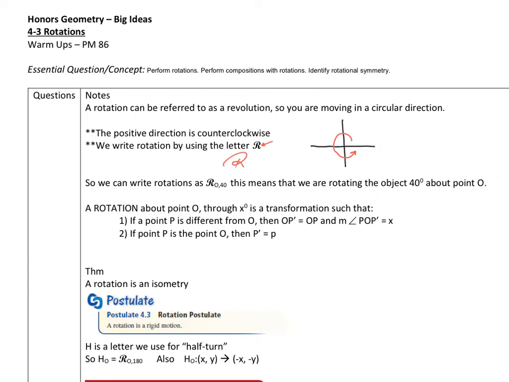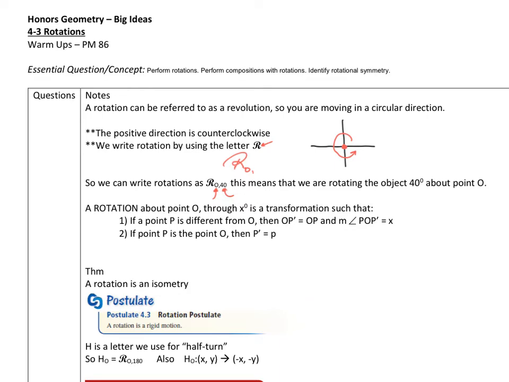Now, when I put in a rotation, I always need to specify where I'm rotating. If I'm rotating about the origin, I will put an O right there. And then I will put my angle of rotation. So this one would be a 40-degree rotation. So if I'm rotating about the origin, that means I'm rotating about right there. And if I have a point, I'm going to move that 40 degrees.